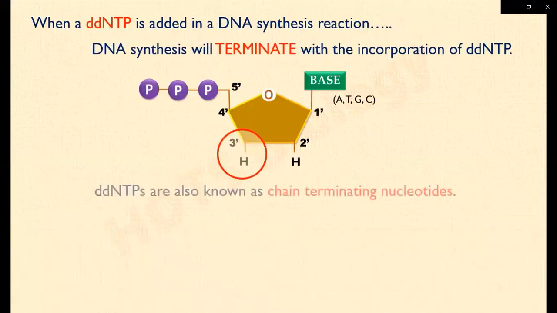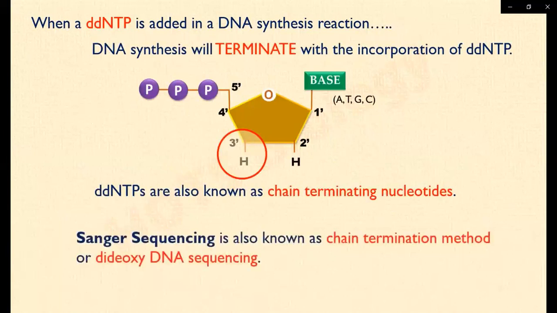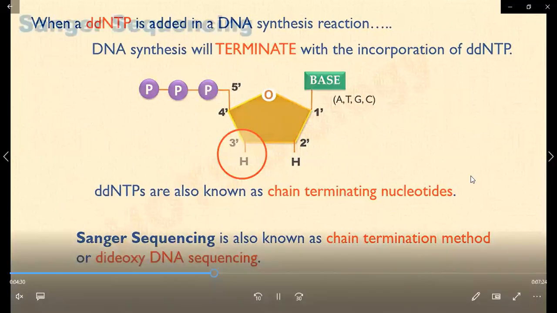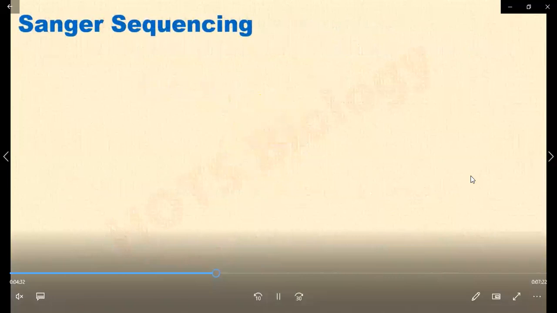तो ये टर्मिनेट हो जाएगा। तो इस वजह से they are also called chain terminating nucleotides, and Sanger sequencing is also known as the chain termination method or dideoxy DNA sequencing. कुछ भी क्वेश्चन पूछा जा सकता है, ये तीनों नाम इसी के हैं: Sanger sequencing, chain termination method, dideoxy DNA sequencing. Dideoxys are also known as chain terminating nucleotides. अब जहां जहां ये ऐड होंगे वहां they will totally stop the process from going on.